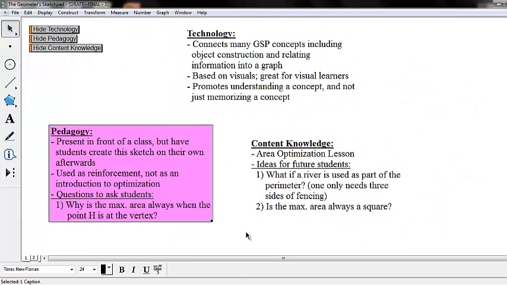And another question would be, why is the max area always when point H is at the vertex? Well, as I discussed, that's because the slope of the tangent is 0, which is when the first derivative is also set to 0.